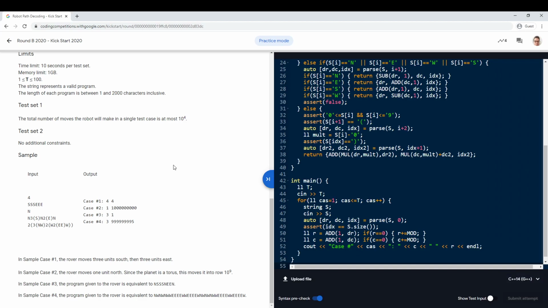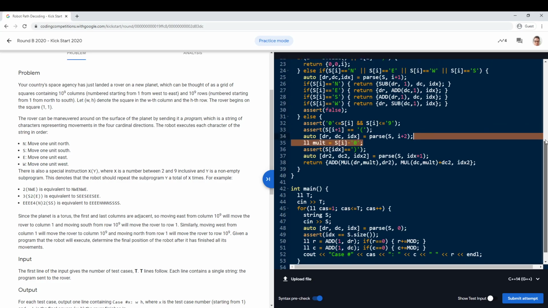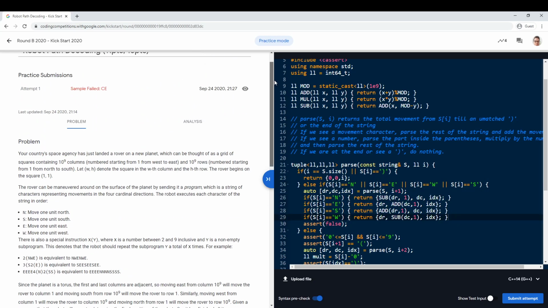3, 1, 3, 9, 9, 9, 5. Alright, well, we passed this. That's a good sign. If it parses the bottom example, it probably works. So how does the parser work? These cases are easy. If you get a normal character, then you just parse the rest of the string and you add on whatever the action of that character is.